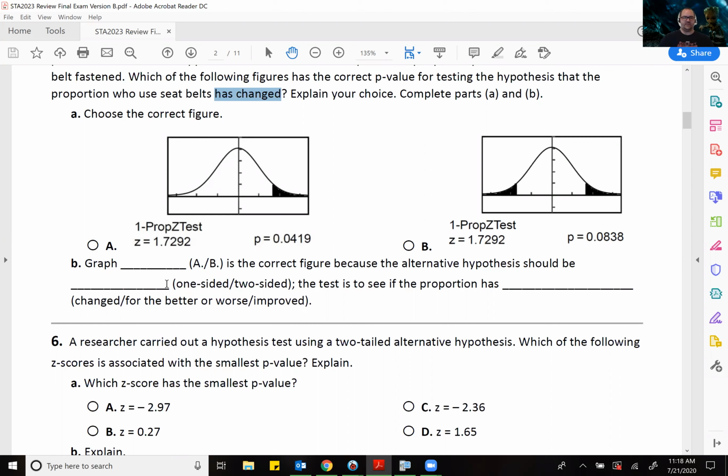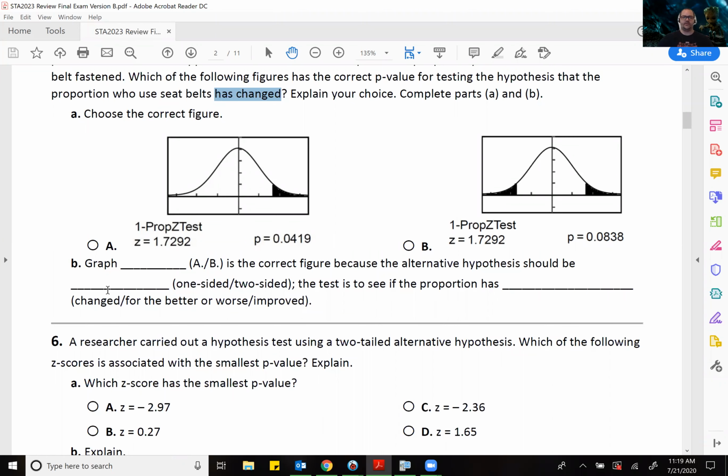Graph B is the correct figure because the alternative hypothesis should be a blank, one tail or two tail. They also call it one-sided or two-sided. It's the same. So in that blank should go two-sided because it's a not equals.